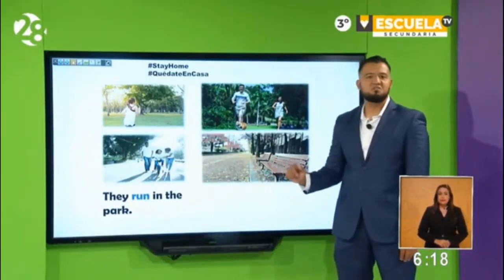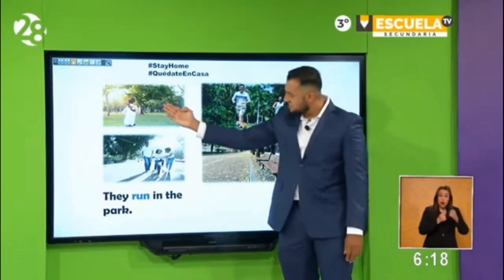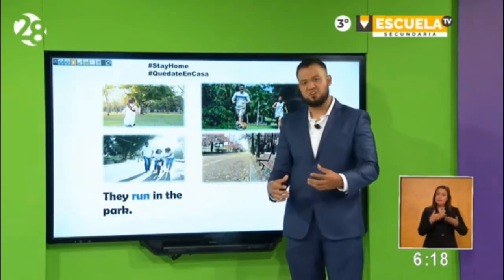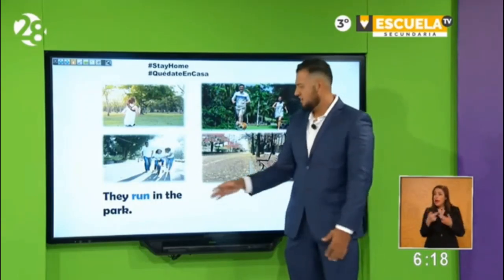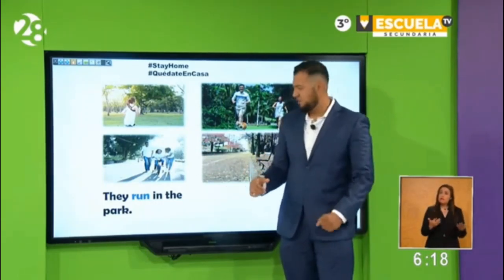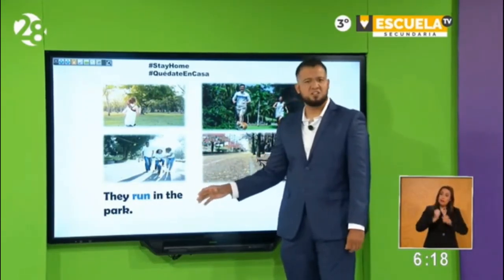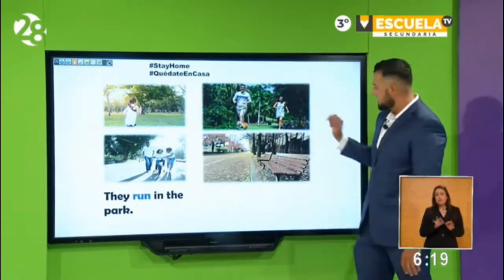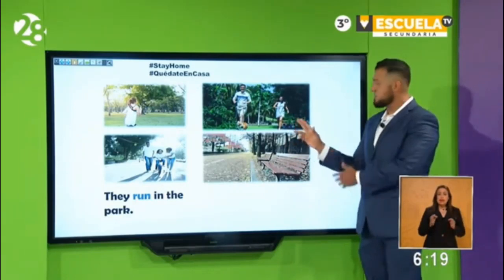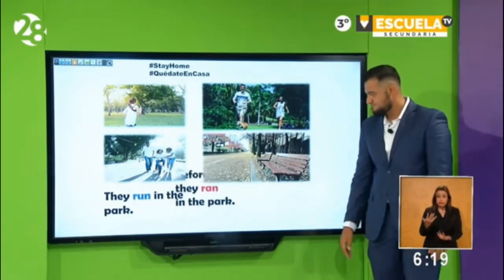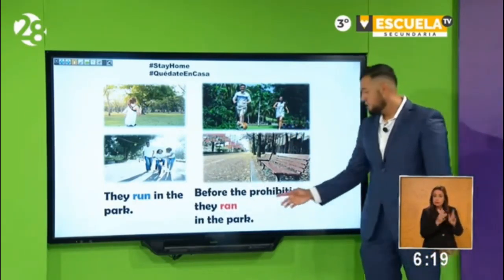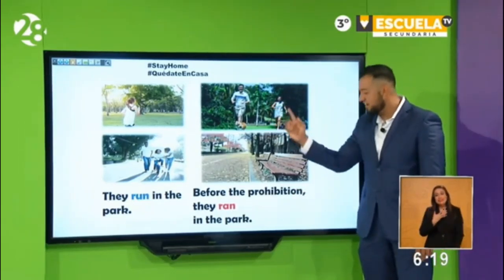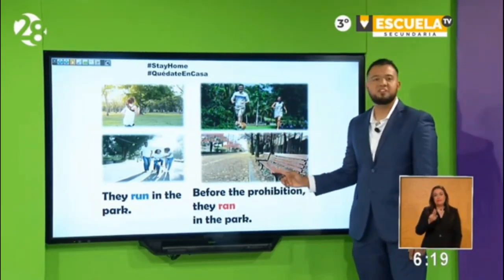They run in the park. This is the present action. They run in the park, like a routine. Hey, teacher, every Sunday, me and my family run in the park, in specific, in the Fundidora Park. Check these images. Unfortunately, before the prohibition, they ran in the park. Not anymore.